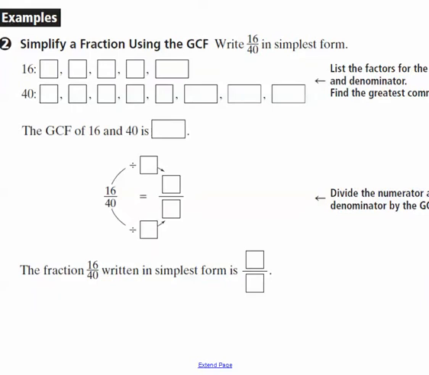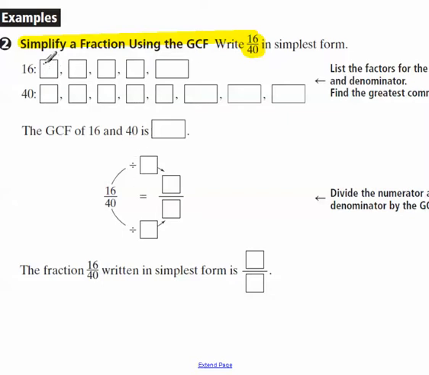Alright, so again, we want to simplify a fraction by using the greatest common factor. So I have the fraction of 16/40. So I have 16 out of 40. So I can use the greatest common factor. That's what I'm going to divide by.